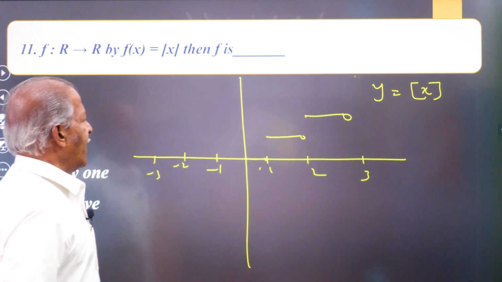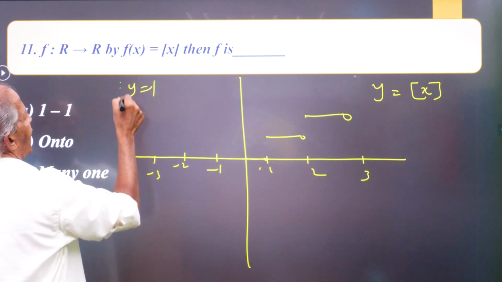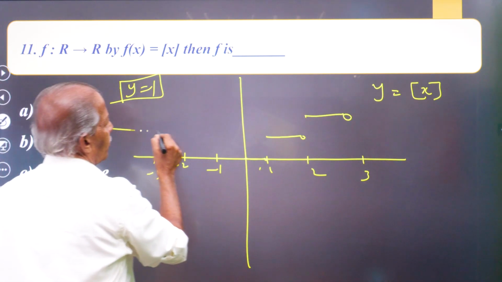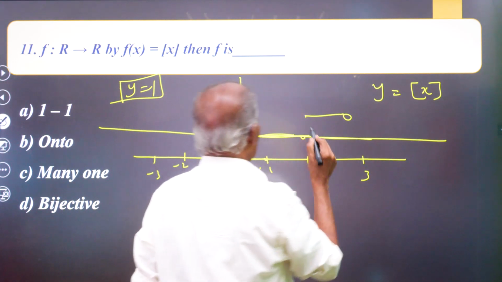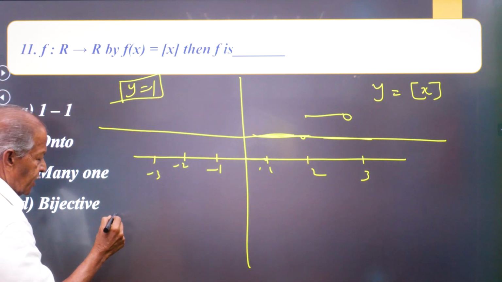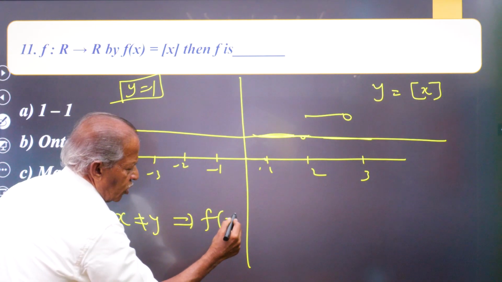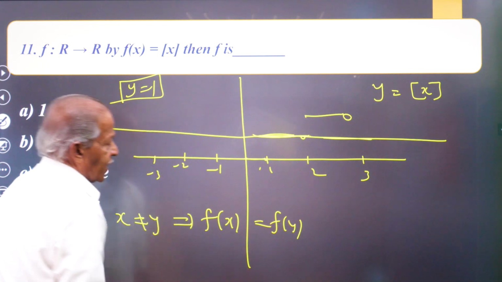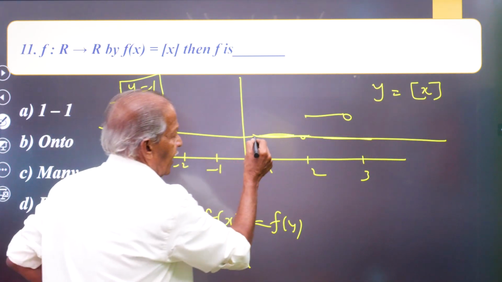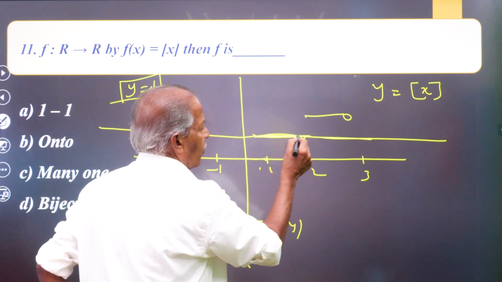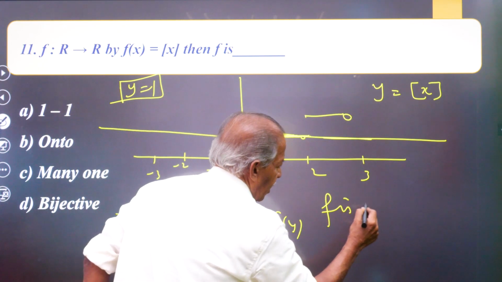If I draw a straight line y equal to 1, it is passing through this. It cuts the curve at so many points. That is, x not equal to y implies f of x equal to f of y. The straight line cuts the curve at many points, not a single point. Here it cuts at infinite number of points. Therefore, f is not 1-1.